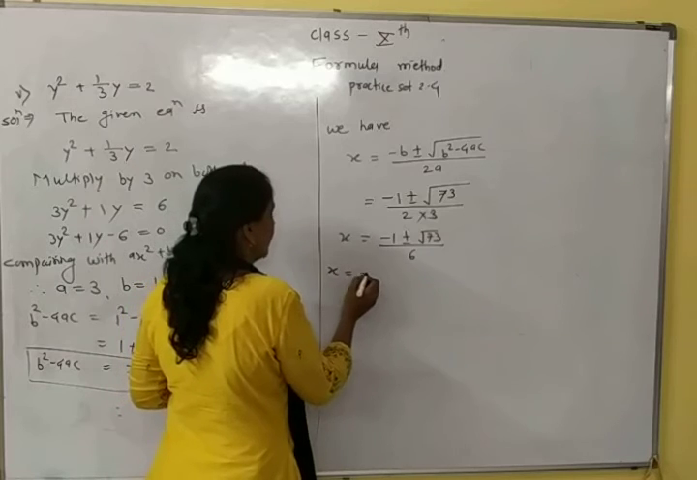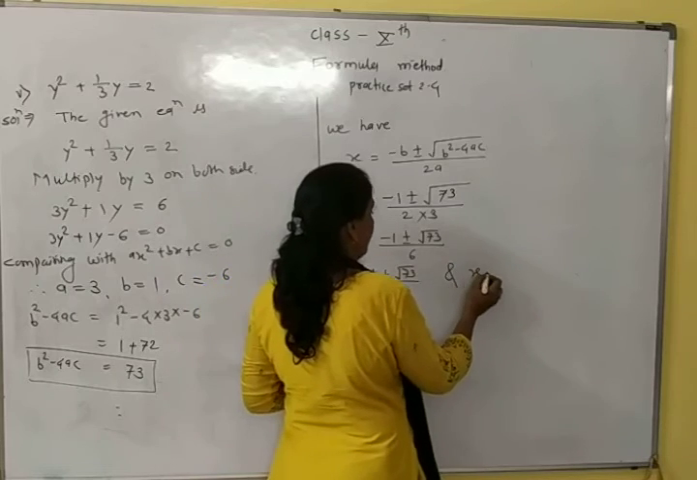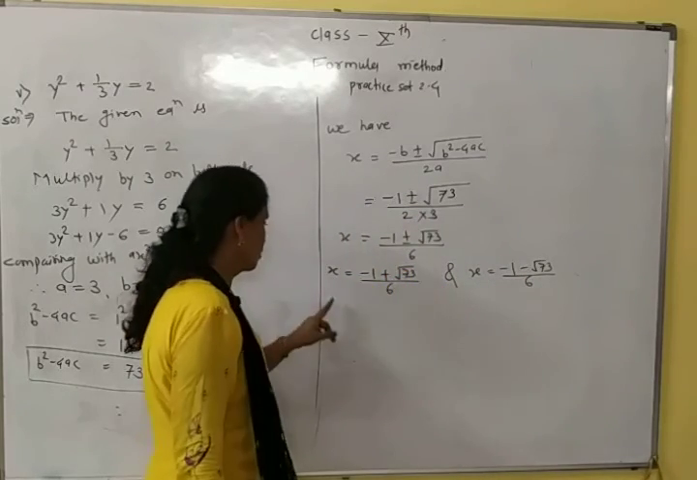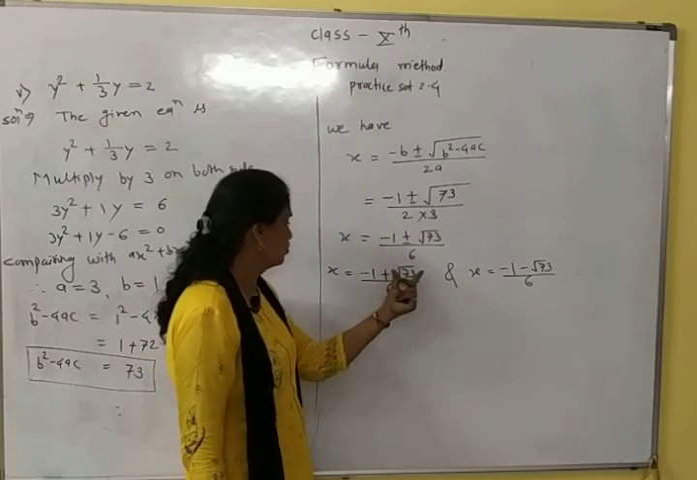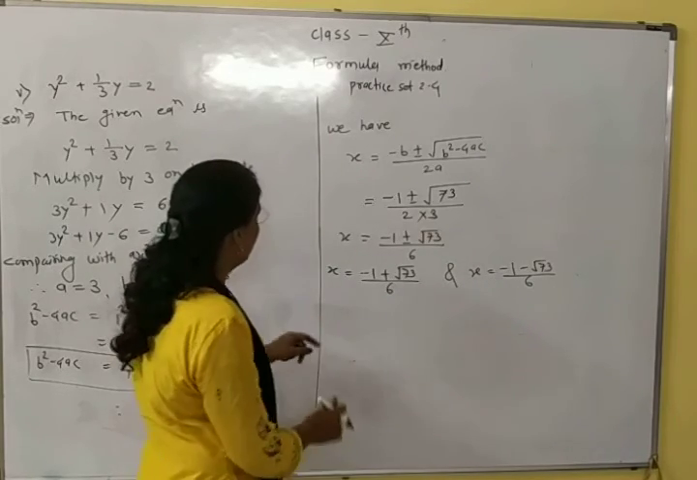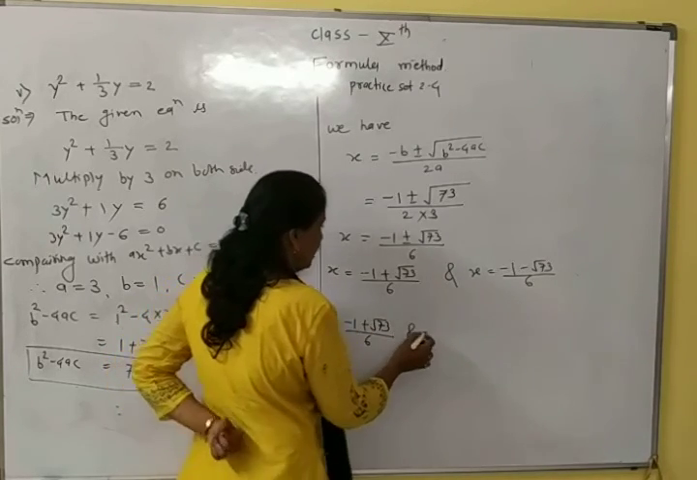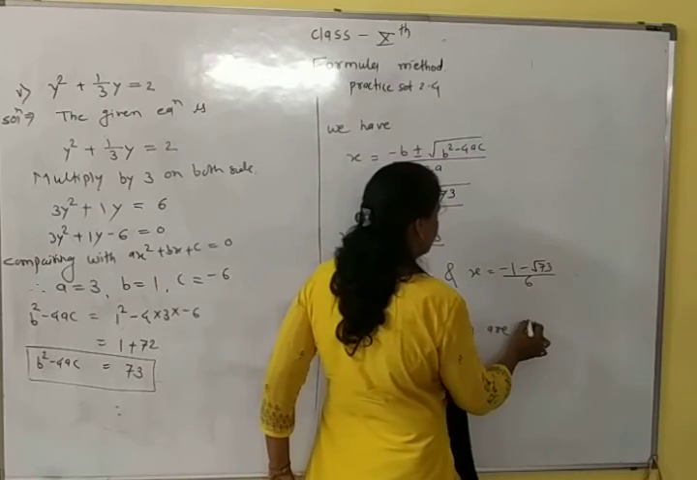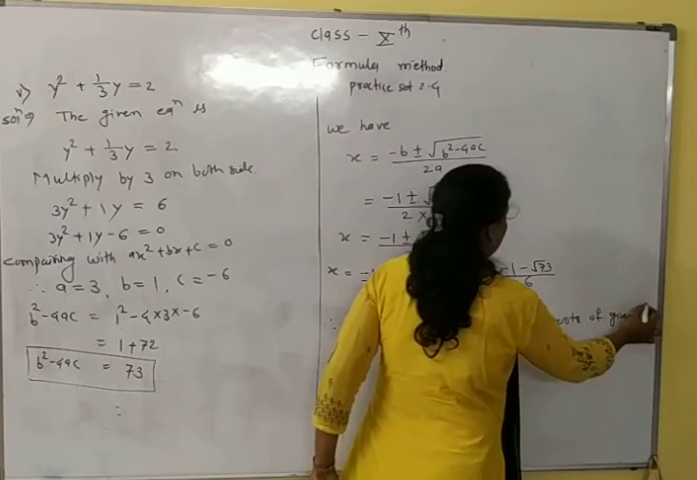Then again we can write x equal to minus 1 plus root 73 upon 6 and x equal to minus 1 minus root 73 upon 6. This cannot be simplified further, because root 73 cannot be solved. Therefore, minus 1 plus root 73 upon 6 and minus 1 minus root 73 upon 6 are the roots of the given equation.